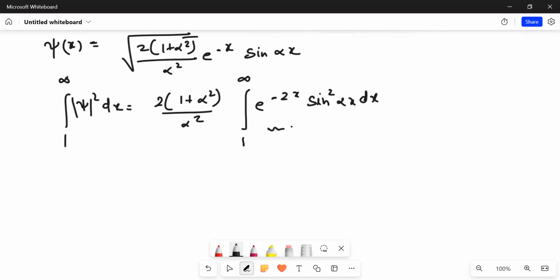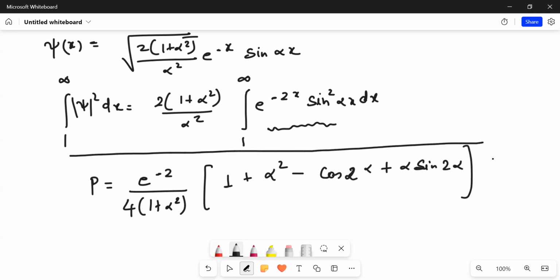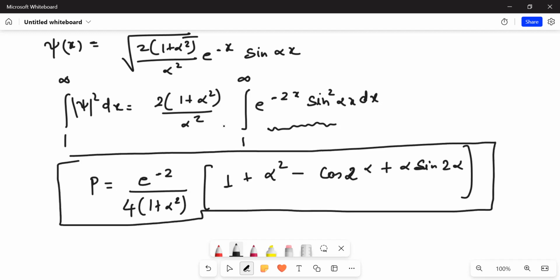Okay, so this I'm leaving up to you. I'm directly writing the answer. You just have to confirm the probability is equal to e to the power minus 2 divided by 4 times 1 plus alpha square, and then you have 1 plus alpha square minus cos 2 alpha plus alpha sine 2. So this is your probability. I think you'll be able to find it on your own. Try to integrate by parts, because there is no other way out. Now you cannot use the Laplace transform here.